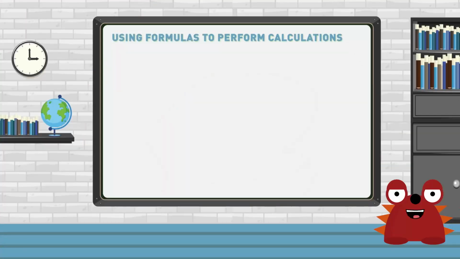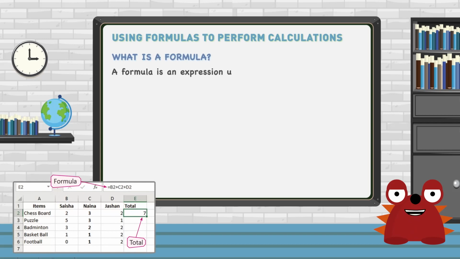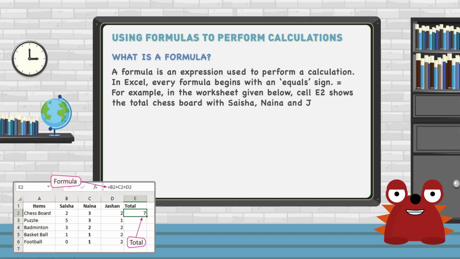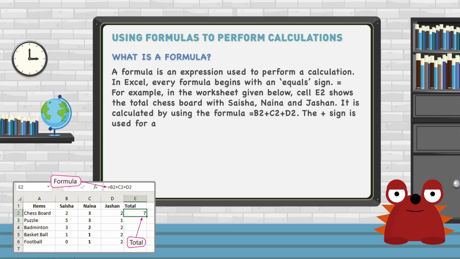Lastly, students, let's learn about using formulas to perform calculations in Excel. But what is a formula? A formula is an expression used to perform a calculation. In Excel, every formula begins with an equal to sign. For example, in the worksheet given below, cell E2 shows the total chess boards with Saisha, Naina and Jashan. It is calculated by using the formula is equal to B2 plus C2 plus D2.